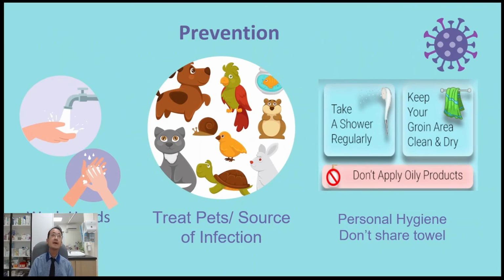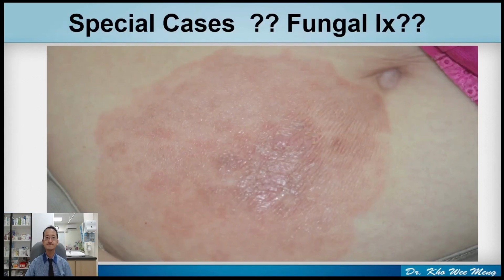All right. Now, prevention, again, personal hygiene: don't share towels if you can, wash hands, treat the pets and the source of infection. I always emphasize treating the source because the patient can have a recurrence of the fungus if the source is not treated. Meaning to say, the tinea has already been treated, but because of the chronic exposure, they get reinfection again.